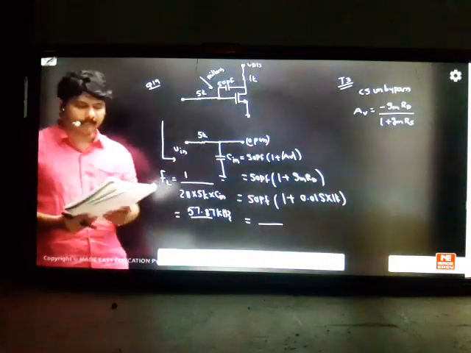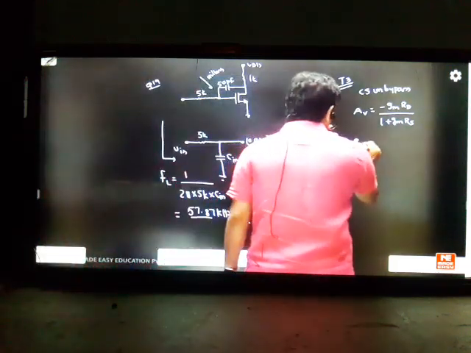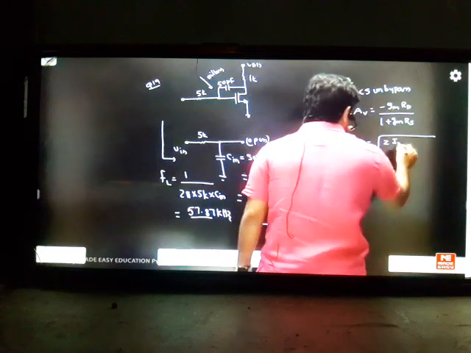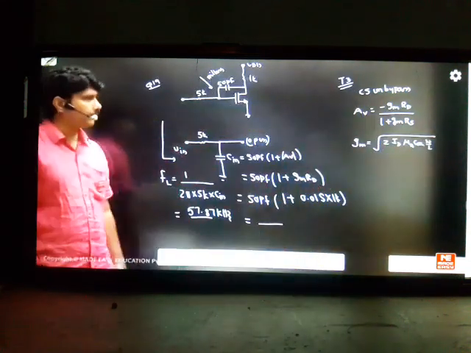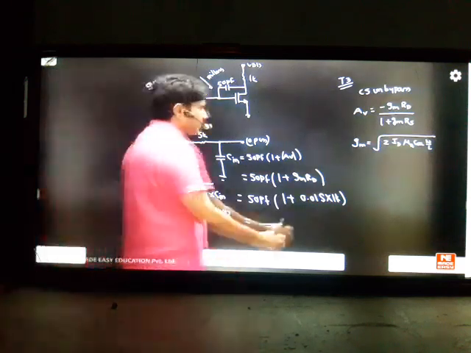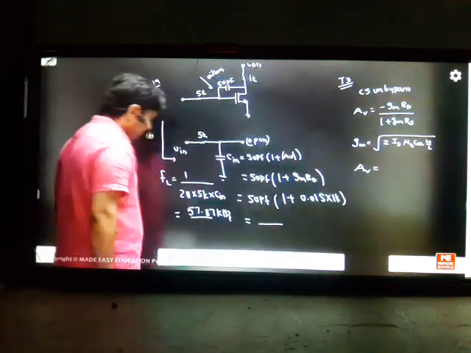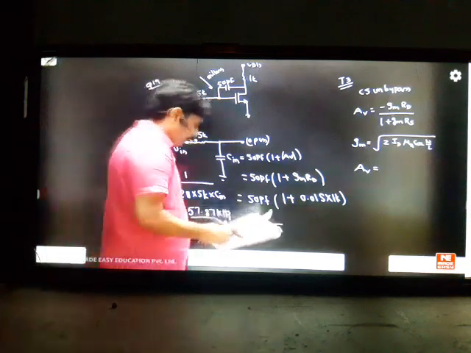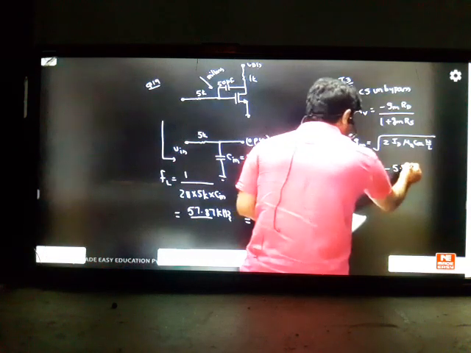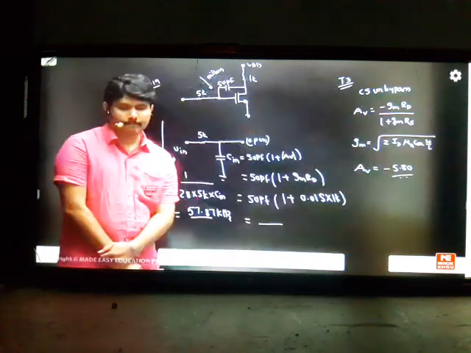If you want the gm, IDQ is given in the problem, so the gm formula we can solve by square root of 2 ID into mu n Cox W by L. So using this formula you find gm first. After finding gm, the problem will be solved. So what is the gain formula for this? If you solve it, the gain will come approximately minus 5.80, I can expect. Minus 5.80.